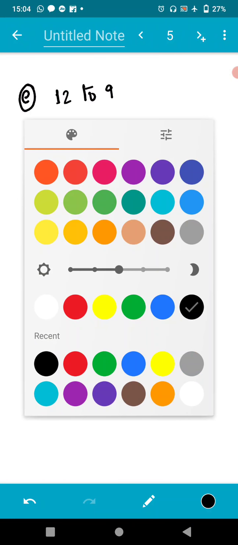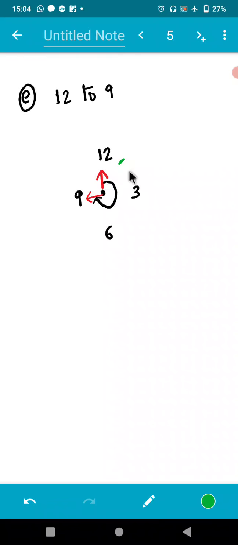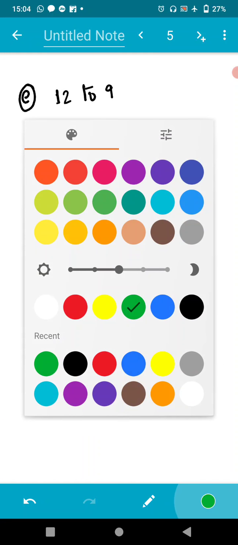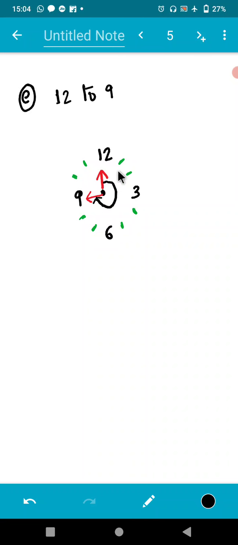Okay. And these are all the required numbers. This 1, 2, 4, 5, 7, 8, 10 and 11. Now we have to count how many numbers the hand has moved. So we have to count it from here. 1, 2, 3, 4, 5, 6, 7, 8, 9 numbers. So total numbers turned would be equal to 9.